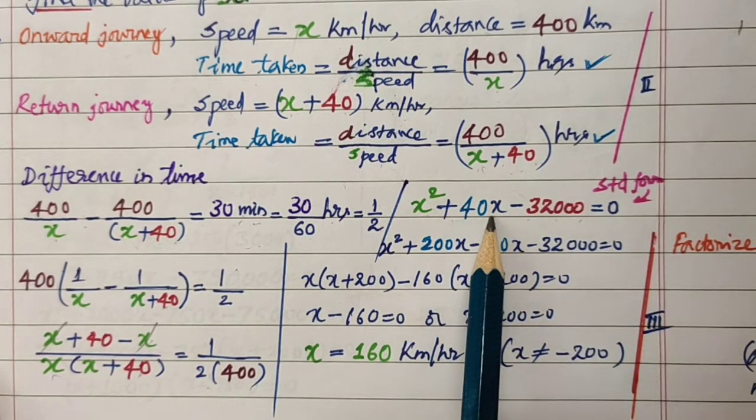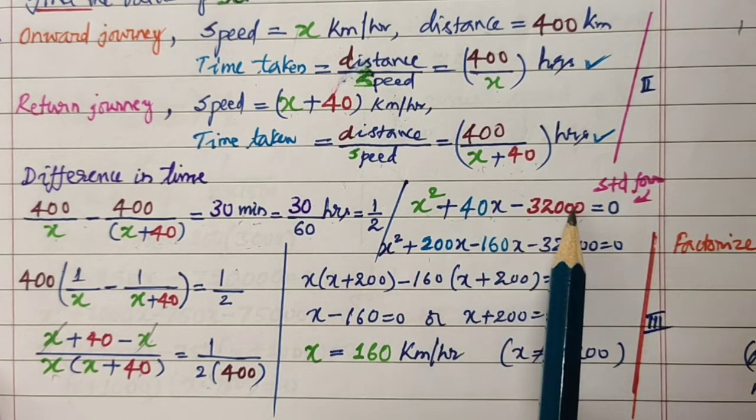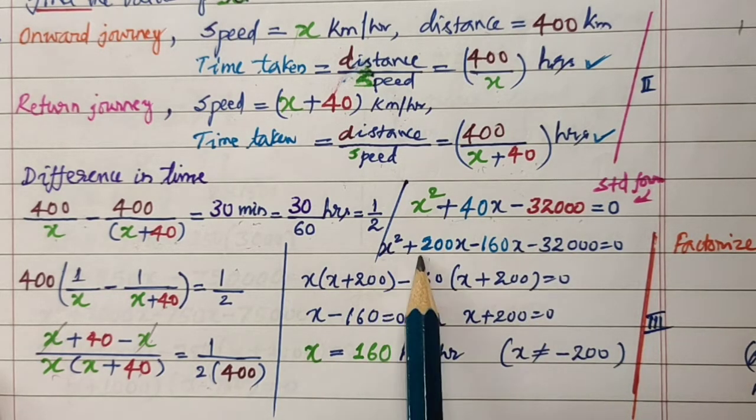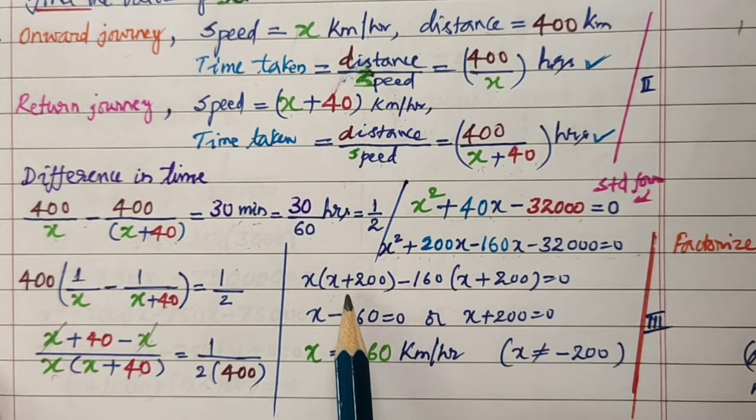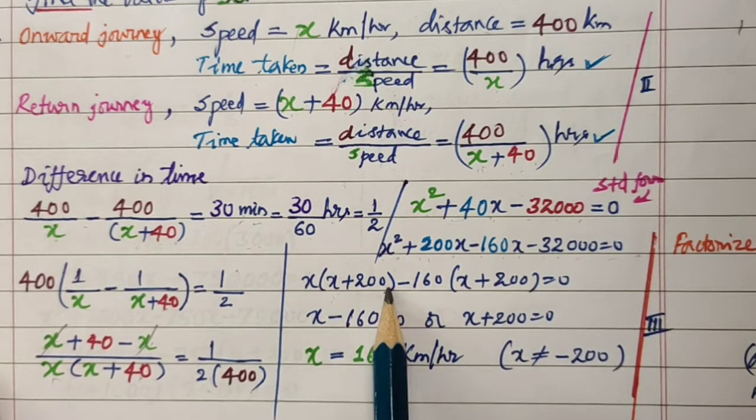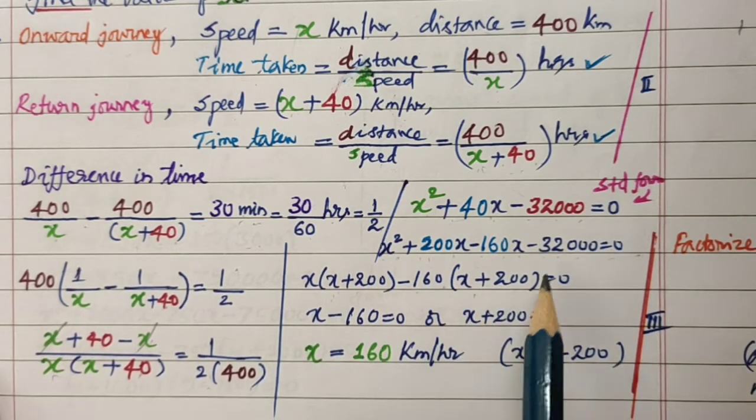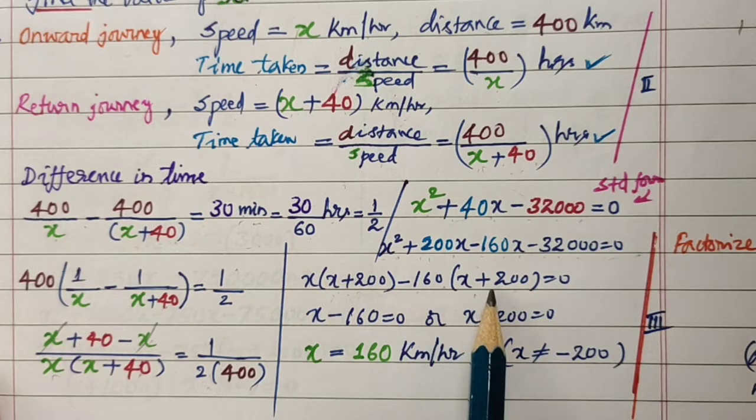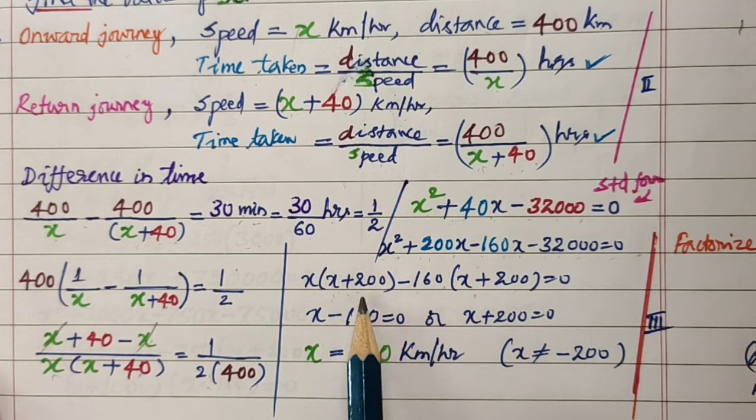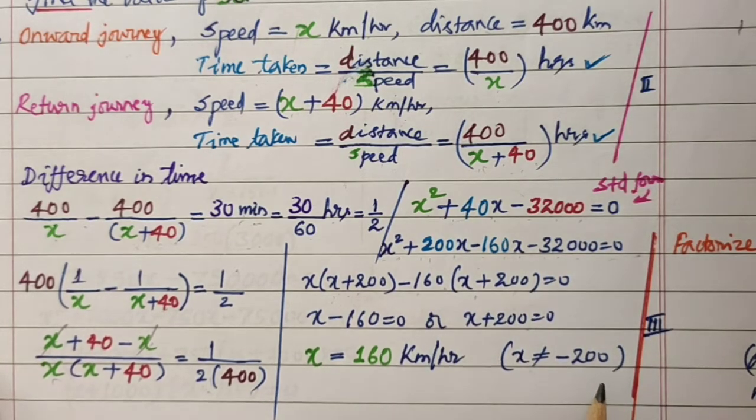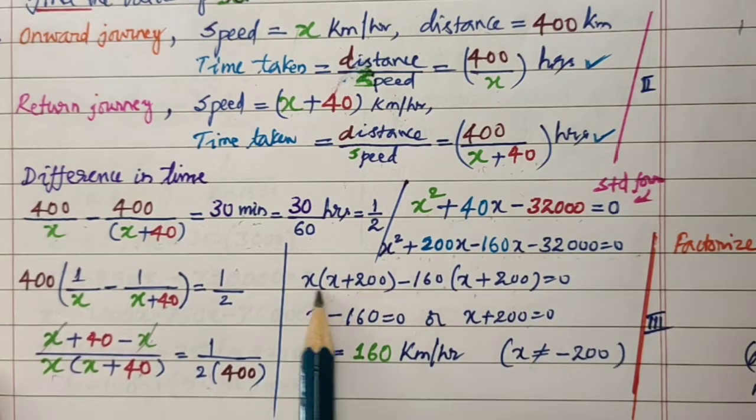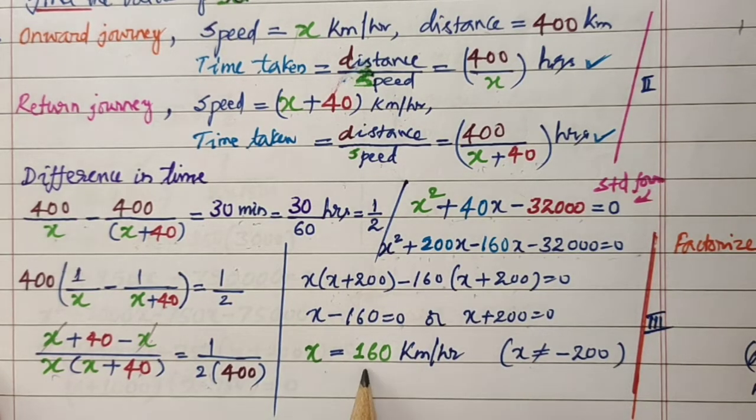So split this 40 in such a way that when you add you get 40, when you multiply you get minus 32,000. X square plus 200x minus 160x minus 32,000 is 0. Take out x as common, x into x plus 200, minus 160 as common, x plus 200. Then x plus 200 into x minus 160. We are neglecting x plus 200 is equal to 0 because the speed cannot be negative. Then we take x minus 160 is equal to 0, x is equal to 160 kilometers per hour. This is the average speed of the aeroplane.